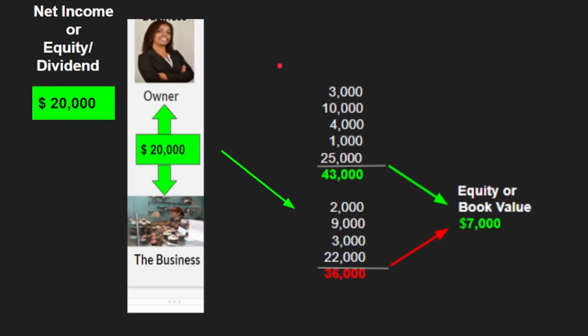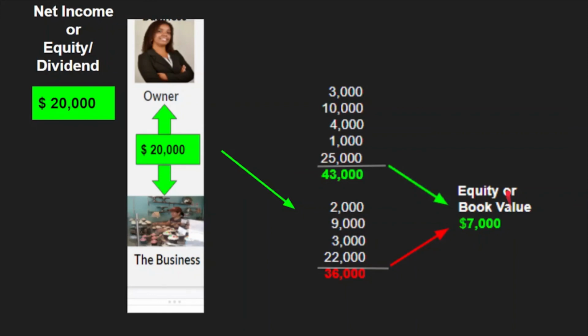Let's say she gets this $20,000 and she invests it back into this business to make the business assets grow even more. If she did that, she can bring this equity up. That's one way to bring the equity up. Or if she took this $20,000 and started paying some of this off, that will also bring the equity up, because she wouldn't owe as much. So that's going to make this equity or book value go up.